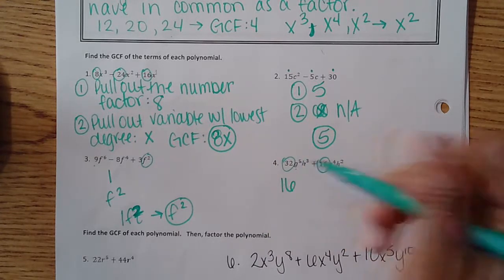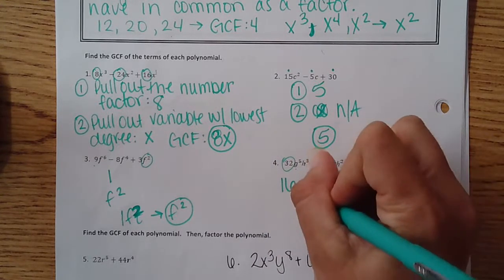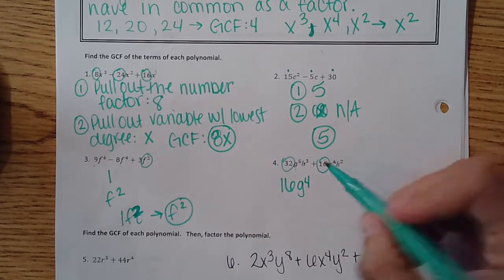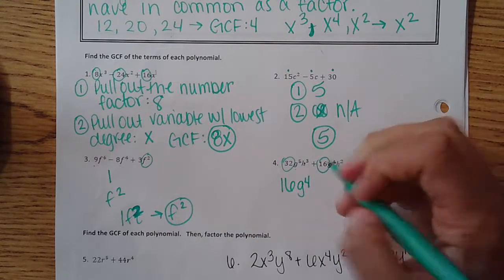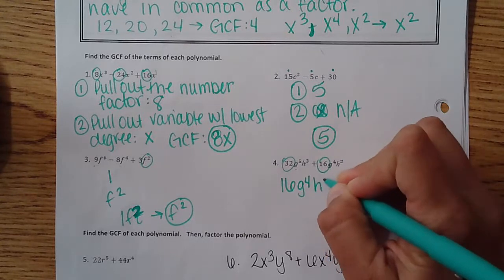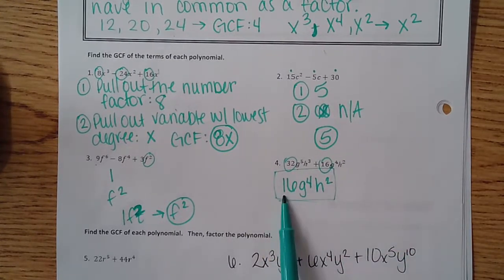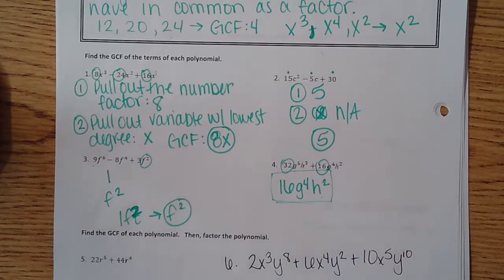Okay, so we have g to the 5th and g to the 4th. That means I can pull out g to the 4th. Now I move on to the h's, h to the 3rd and h to the 2nd. H to the 2nd is the smallest, so we just combine them all together. Our greatest common factor is 16, g to the 4th, h to the 2nd.